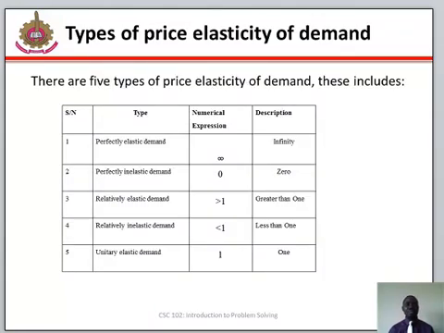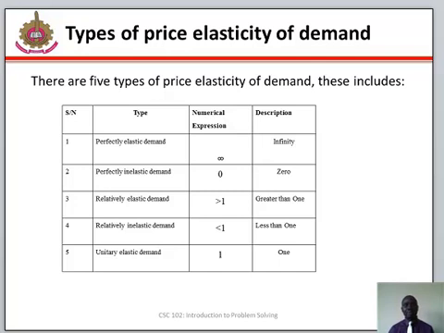Types of price elasticity of demand. There are 5 types of price elasticity of demand, which include perfectly elastic demand, perfectly inelastic demand, relatively elastic demand, relatively inelastic demand, and unitary elastic demand. These are the numerical representations or expressions. For perfectly elastic demand, we have infinity. For perfectly inelastic demand, we have 0. For relatively elastic demand, we have greater than 1. For relatively inelastic demand, we have less than 1. Unitary elastic demand, we have 1.